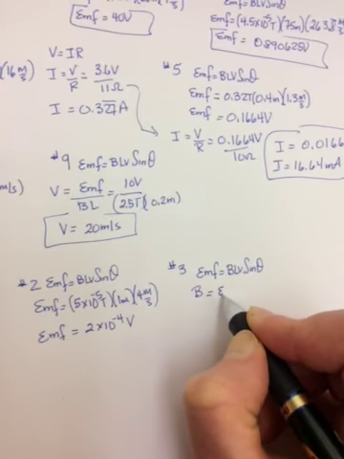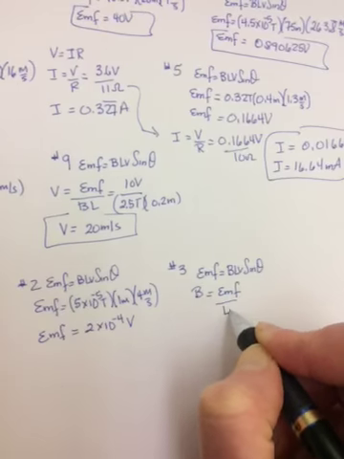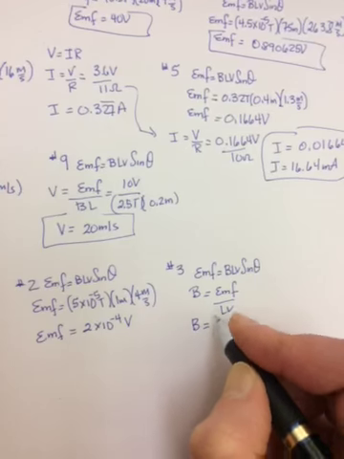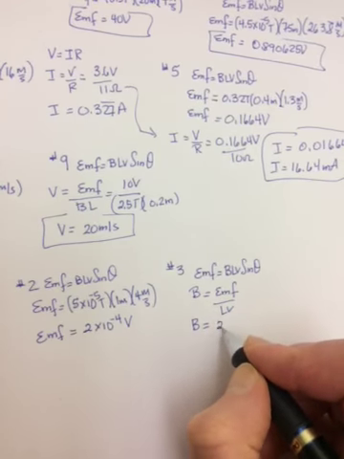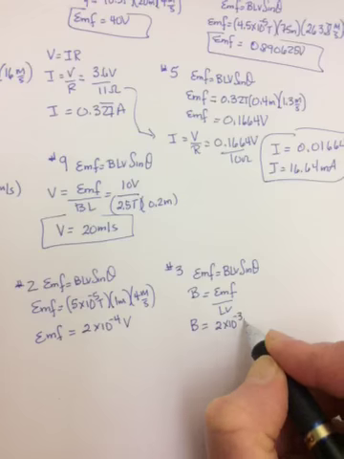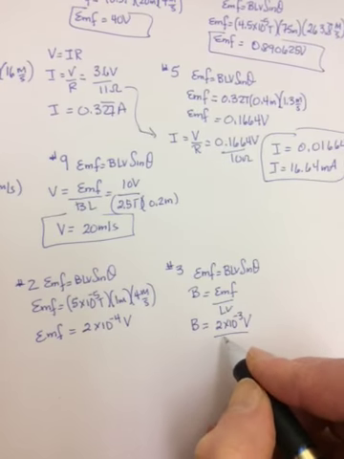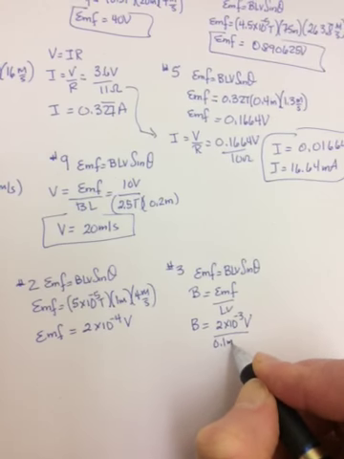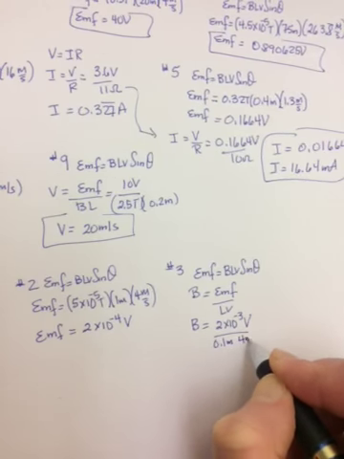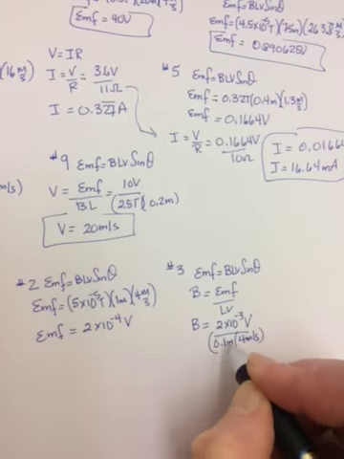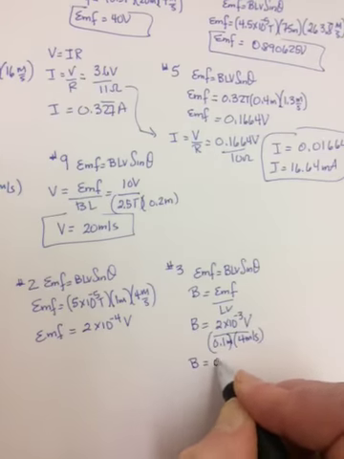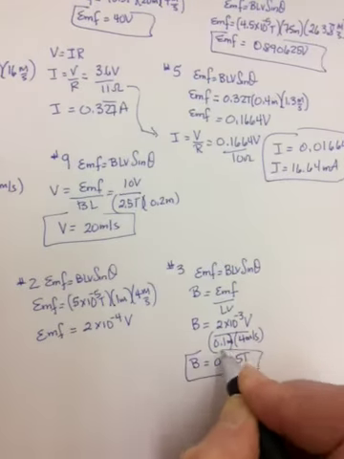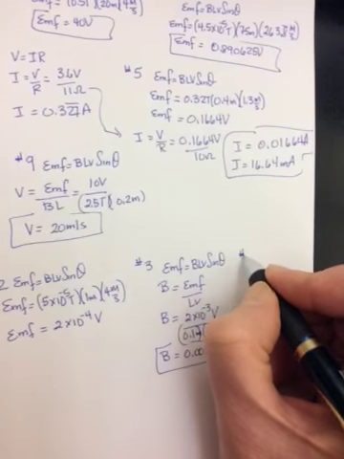So we're solving for B, EMF divided by LV, because it said perpendicular, so the angle's 90. The EMF, it told us, was 2 times 10 to the negative 3 volts. The L, it told us, was 0.1 meters, and the speed was 4 meters per second. So you're going to get 0.005, I believe, teslas.